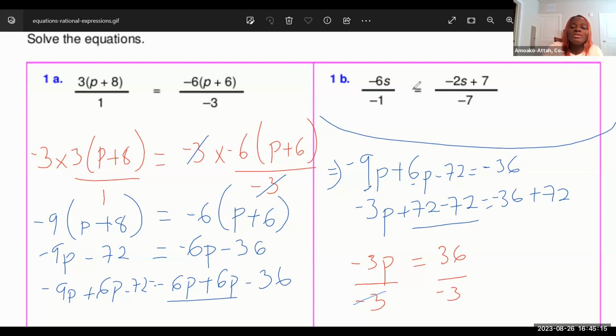We have 3 divided by negative 3, which is negative 1. Then 3 divided by this is also negative 6. So our final answer is given as p equals negative 6.